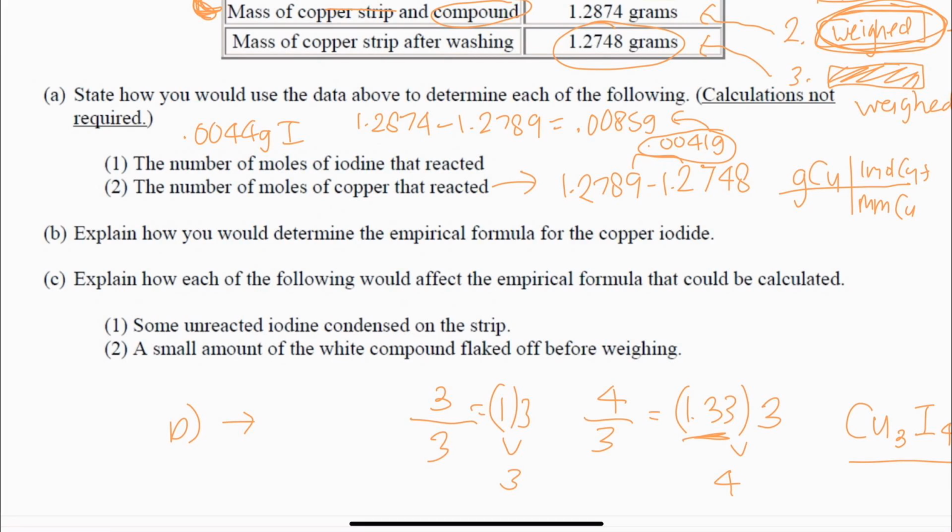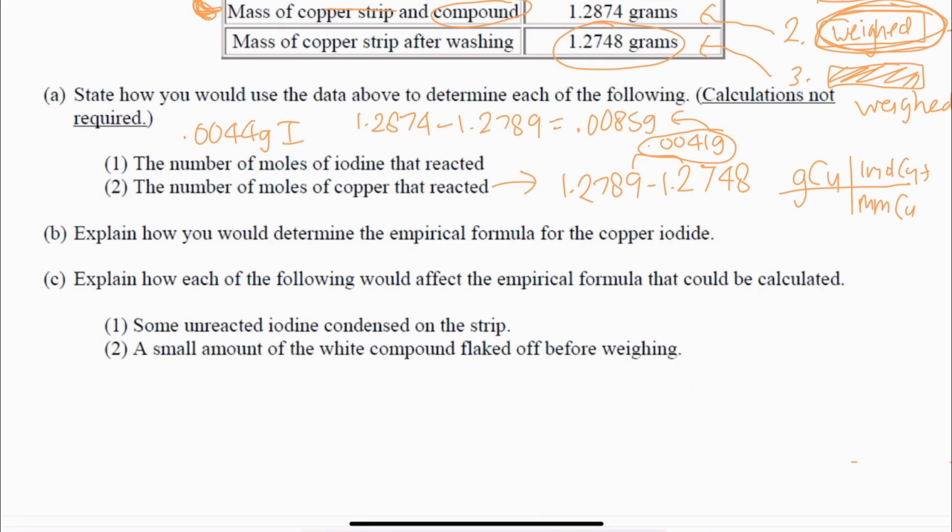Then it says explain how each of the following in this experiment would affect the empirical formula that could be calculated. A lot of Chem FR2s will tell you how would this mistake or how would this difference cause an error in the calculations of this whatever lab. So let's look at how we would explain that.